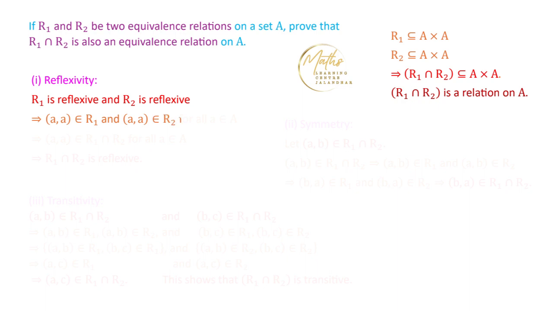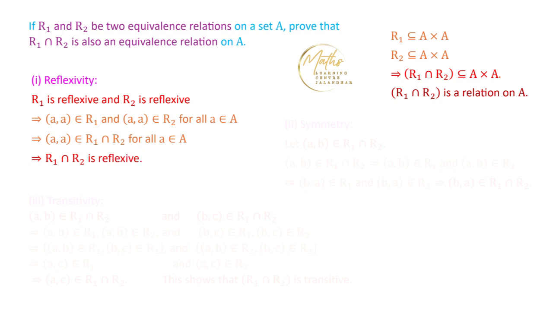And these two things hold for all a belonging to the set A. So this is by the definition of reflexivity of the relations R1 and R2. Now look at these two conditions. We are saying (a, a) belongs to R1, and (a, a) belongs to R2. So combining both these conditions, we obtain that (a, a) belongs to R1 intersection R2 for all a belonging to the set A. So this implies that R1 intersection R2 is reflexive.